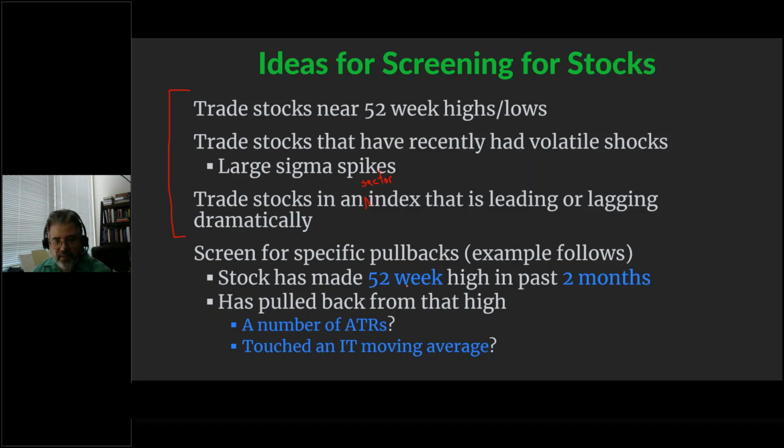A specific screen might be stocks that made 52-week highs in the past 2 months. So it's not right at a 52-week high. It's pulled back a little bit, pulled back a certain number of ATRs, maybe touching an intermediate-term moving average. This is a way that you can operationalize all of this.